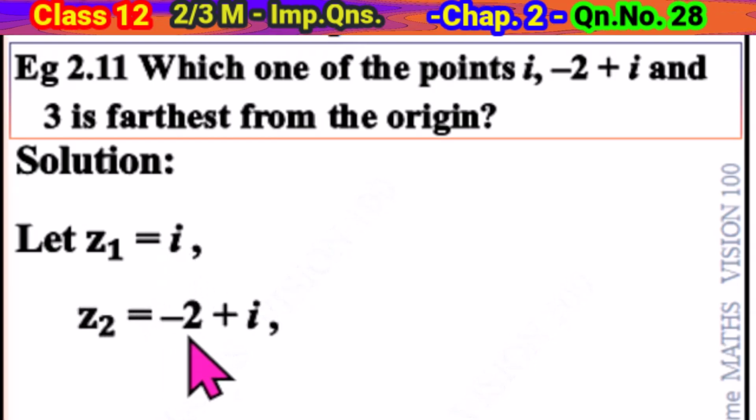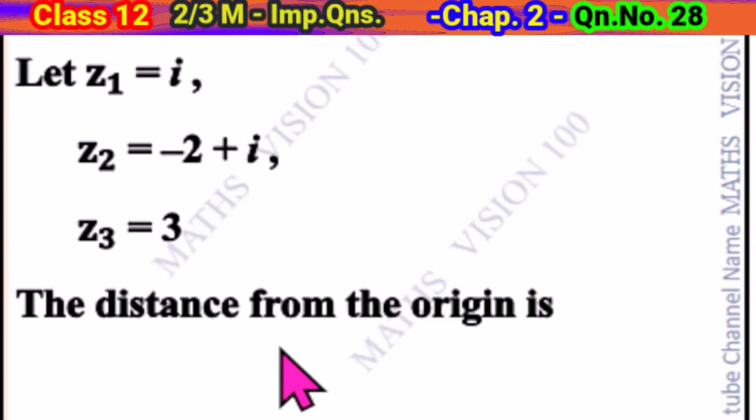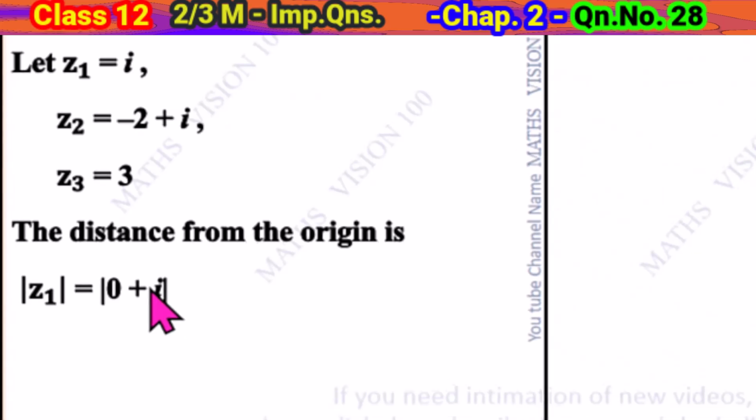Second one, z2, be minus 2 plus i. Third one, 3. The distance from the origin is modulus of z1, which is equal to 0 plus i.